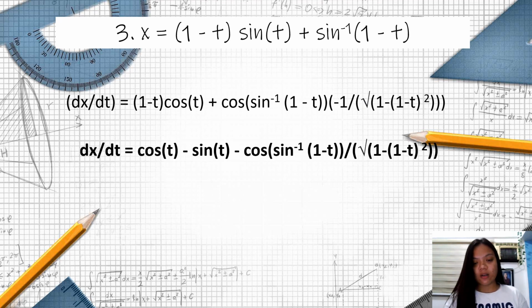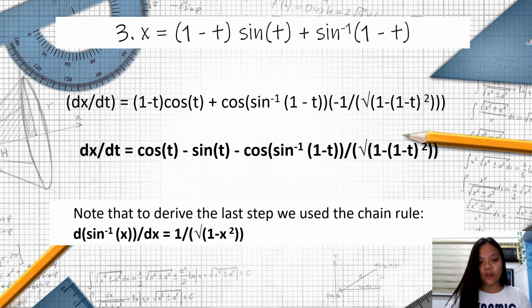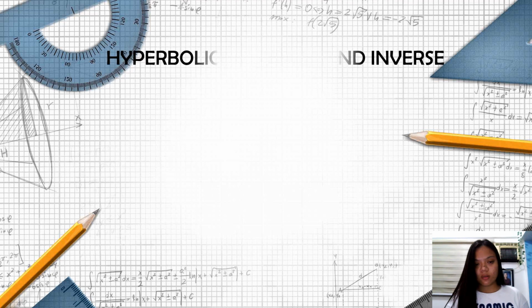times t minus cos times sine raised to the power of negative 1 times 1 minus t, 1 minus t over the square root of 1 minus times 1 minus t squared. Note that to derive the last step, we use the chain rule. So this would be the chain rule.